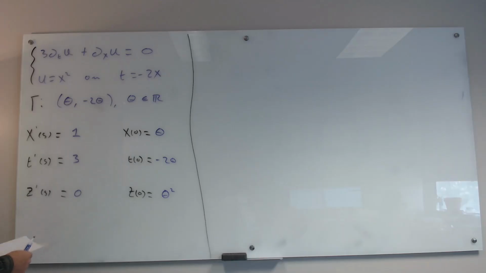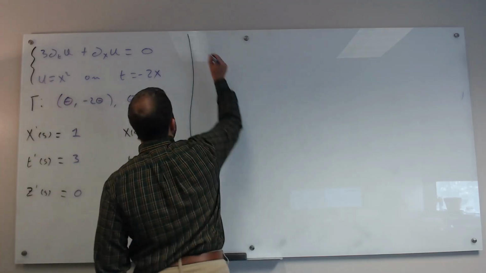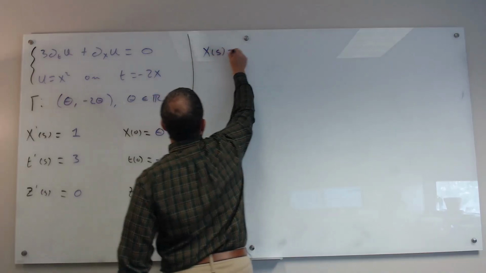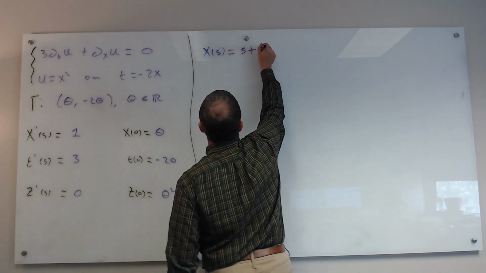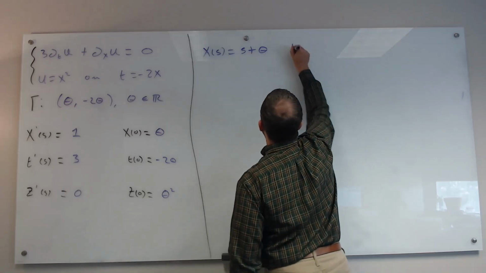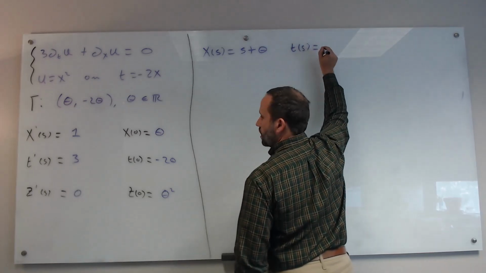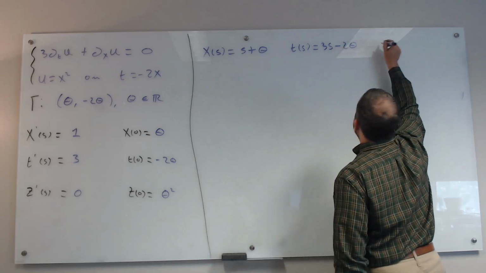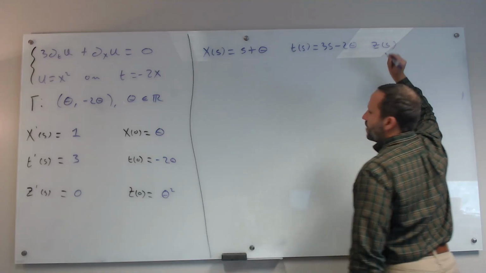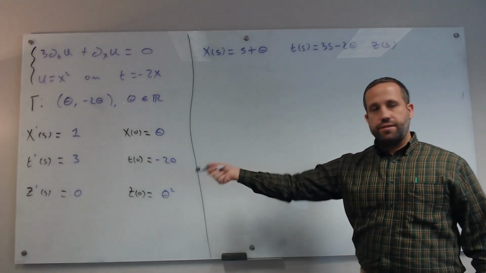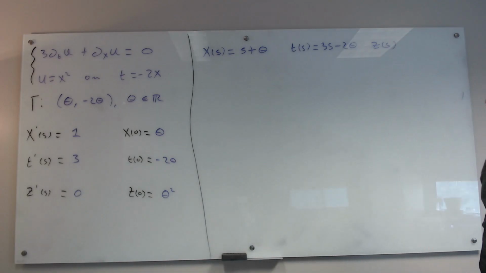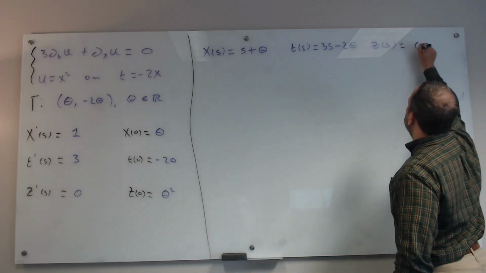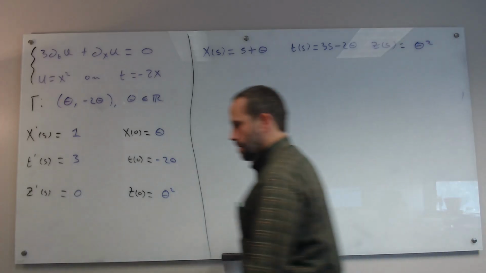So Z of 0 is equal to theta squared. Okay, so again, in terms of systems of differential equations, you can't ask for anything much easier to solve than this. X of s is going to be equal to s plus theta. T of s is going to be equal to 3s minus 2 theta. And z of s, well, z is constant because z prime is equal to 0. And so z of 0 is just going to be equal to theta squared.